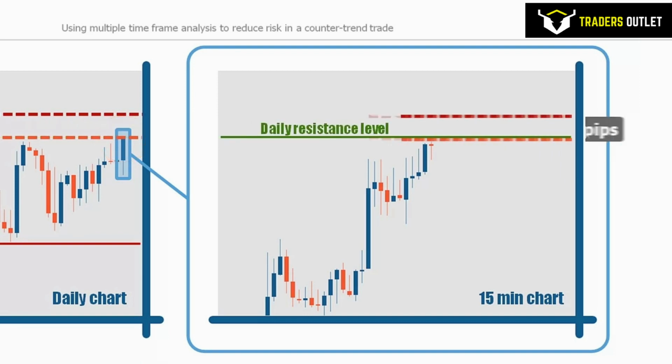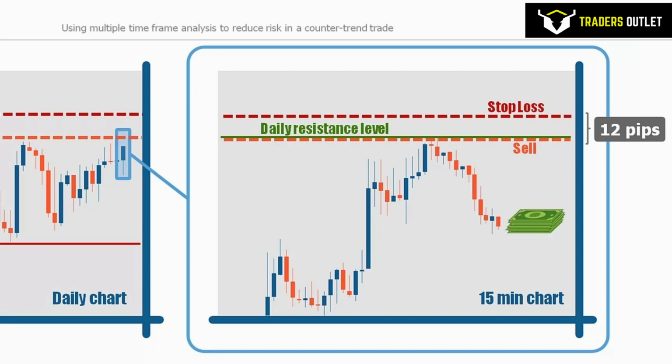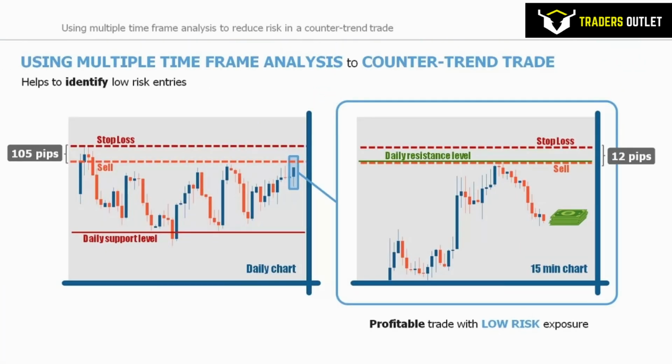Here we see the same daily resistance level on a 15-minute chart. You could look for selling opportunities when you see a candle pattern forming. This can lead to a profitable trade with low-risk exposure because the stop loss would go above the 15-minute candle and would be much smaller on the 15-minute chart than on the daily chart. Therefore, using multiple time frame analysis, you get the benefits of strong support and resistance levels on the higher time frames and lower risk entries on the lower time frames.